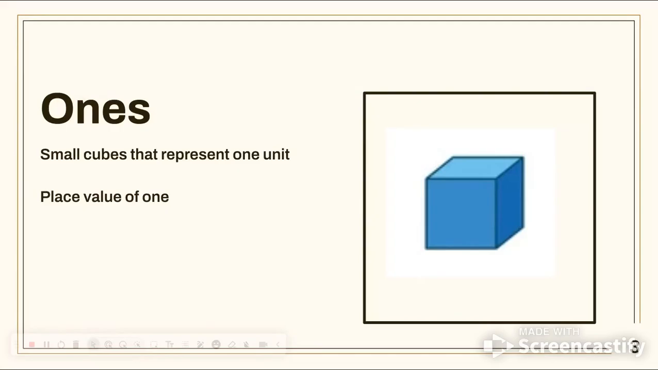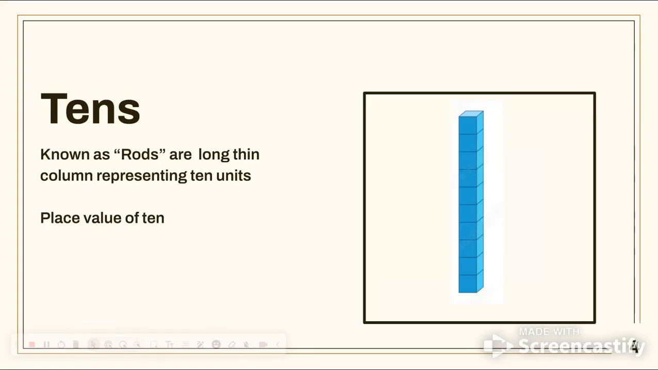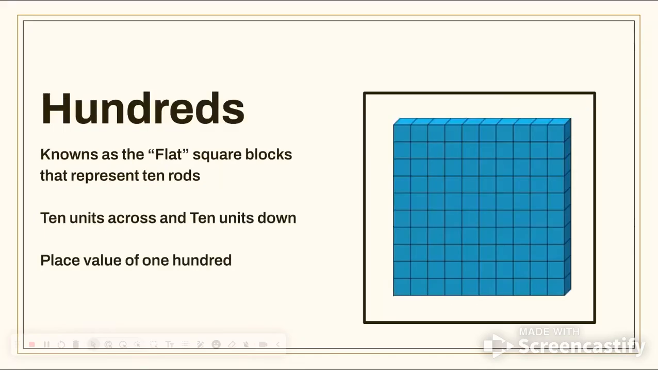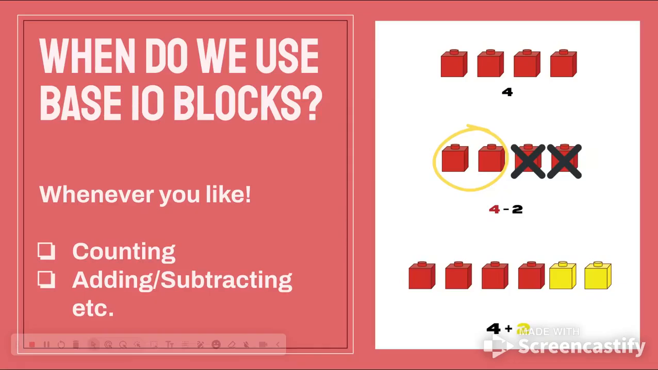Ones are small cubes that represent one unit, place value of 1. Tens, also known as rods, are long, thin columns that represent 10 units, the place value of 10. And hundreds are flat square blocks that represent 10 rods, so 10 units across and 10 units down, the place value of 100. If you count all the boxes in the flat square, you can see that it will equal 100.